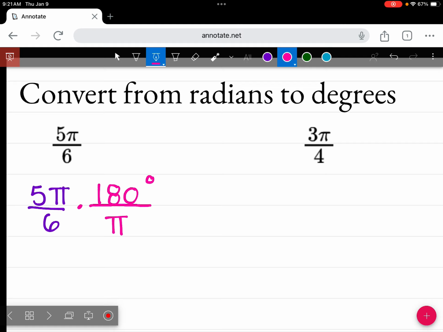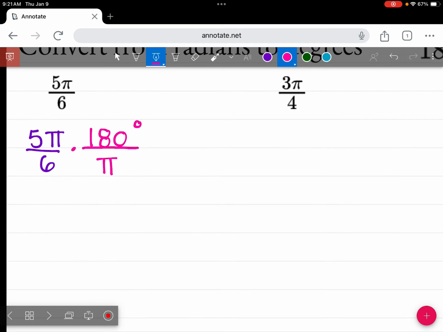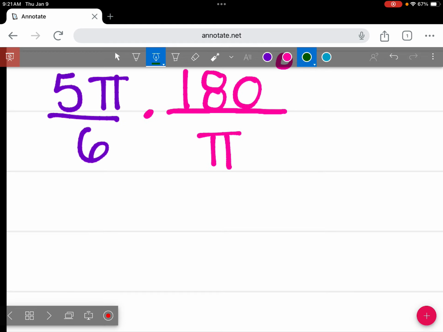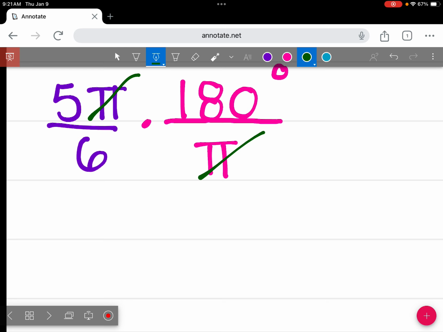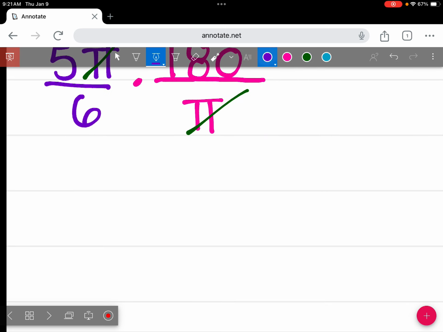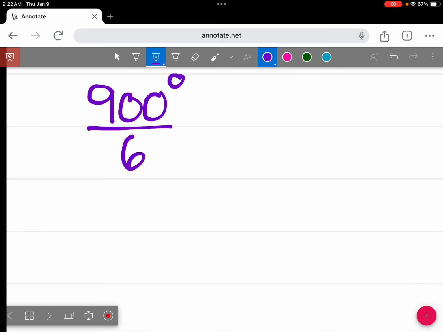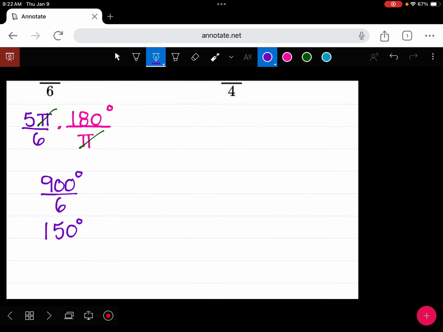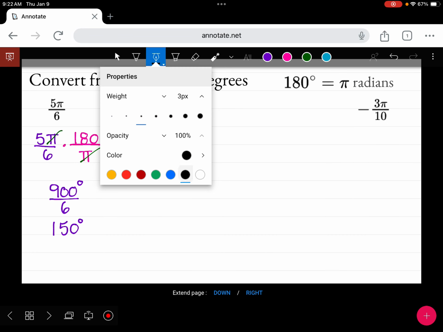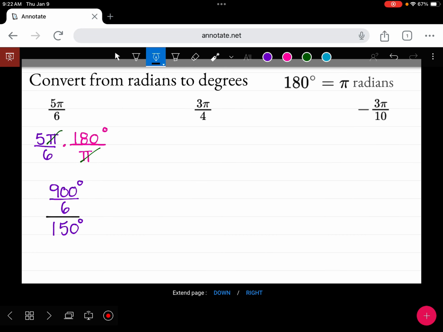So if we have 5 pi over 6 times 180 degrees over pi, what's going to happen? My pi's can cancel out. And we're going to get our 5 times 180, which gives us 900 degrees over 6. What does that simplify down to be? 150. So 150 degrees is the same thing as 5 pi over 6. It's two different ways of writing the same angle.